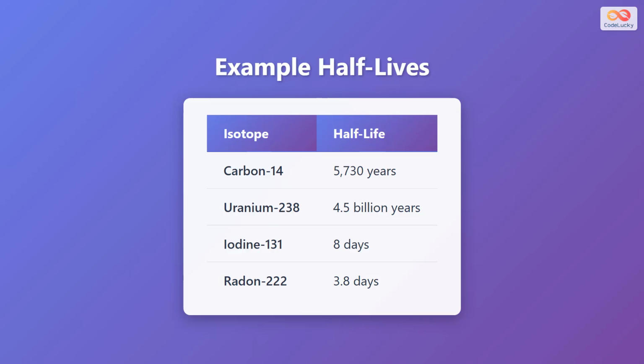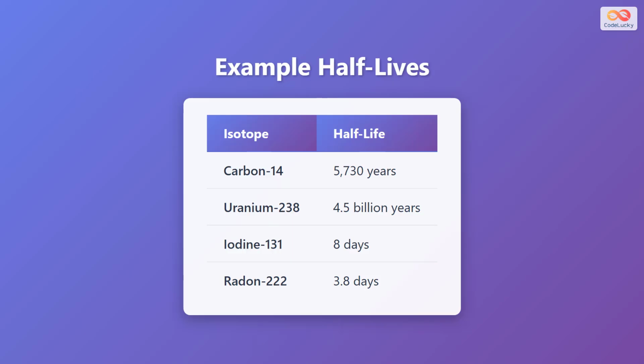Different radioisotopes have vastly different half-lives. Carbon-14, used in dating ancient organic materials, has a half-life of 5,730 years. Uranium-238, important in geological dating, has an incredibly long half-life of 4.5 billion years, about the same age as Earth itself. Iodine-131, used in medical treatments, has a much shorter half-life of only 8 days.